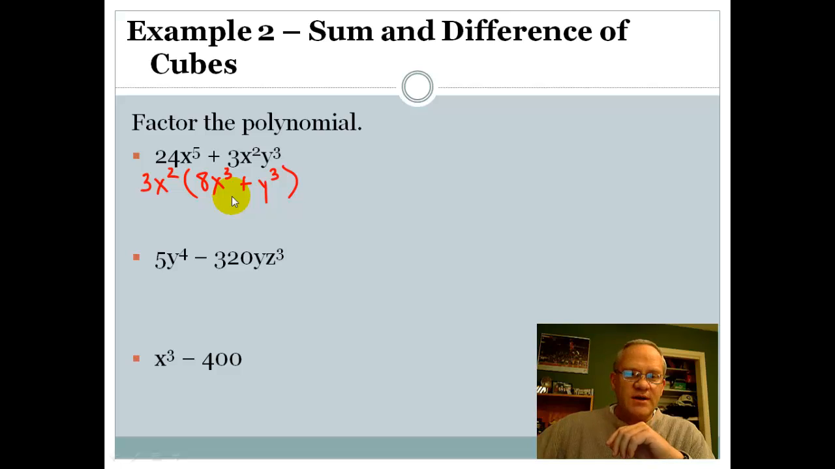If you don't know off the top of your head, and with 8 you might, but with some of these other ones you might not, what you can do on your calculator is go in to find the math button. It's on the left side, kind of right up here. Hit the math button, go down to find the cubed root. Okay, find the cubed root.